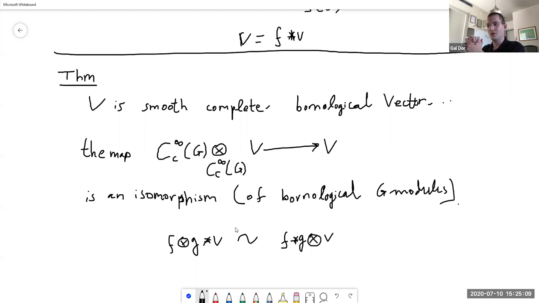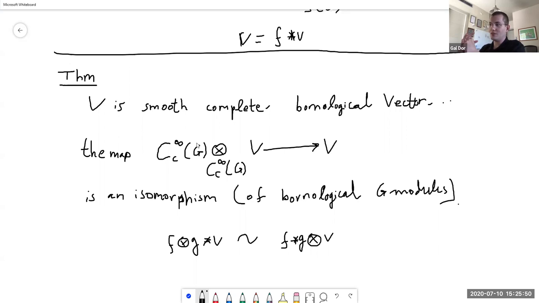And the claim of the theorem is that this natural map from smooth functions tensor vector space to vector space, which is given by convolution, is an isomorphism. First of all, why does this recover the previous theorem? Note that the fact that this is surjective says that every vector in V can be obtained as a finite sum, because this is the algebraic tensor product, of convolutions. And in fact, it also tells you in what sense this expression is unique. And it says a few other things as well.